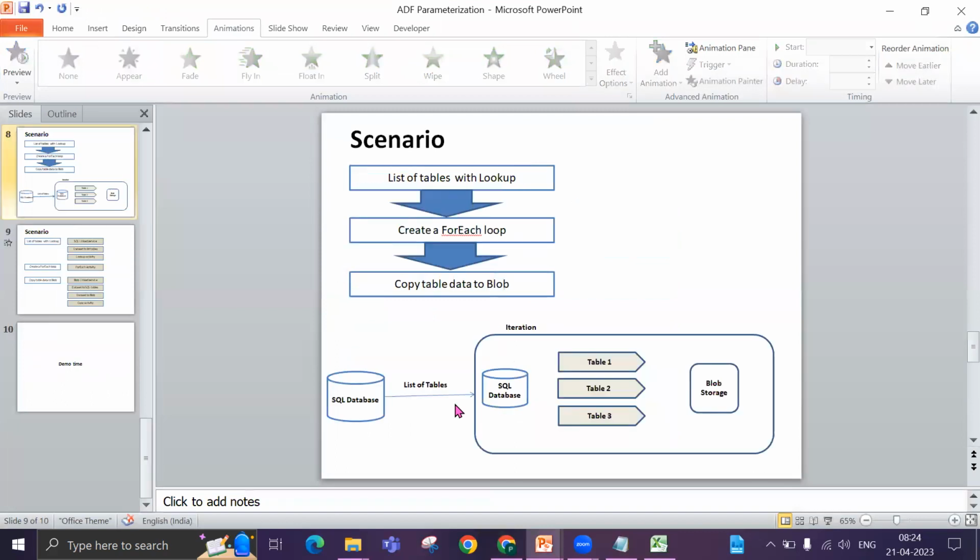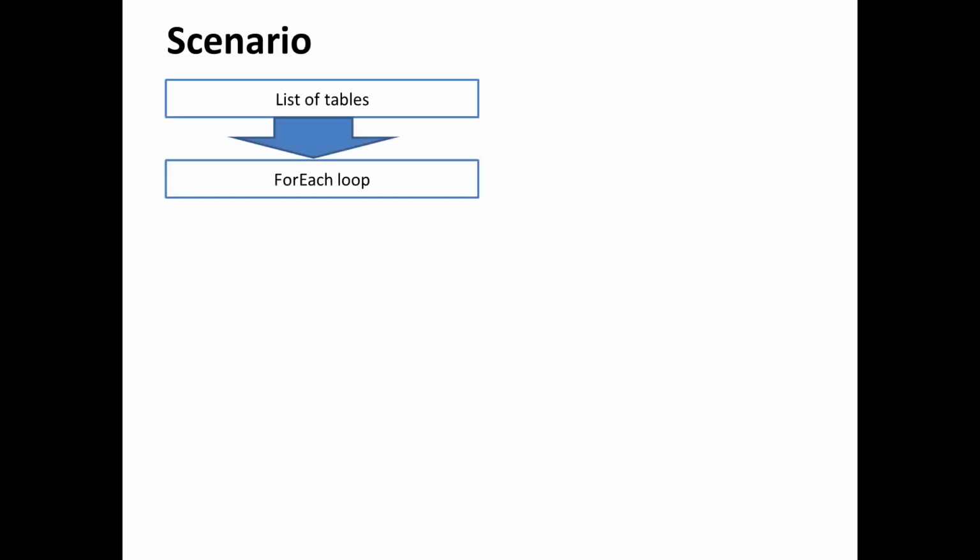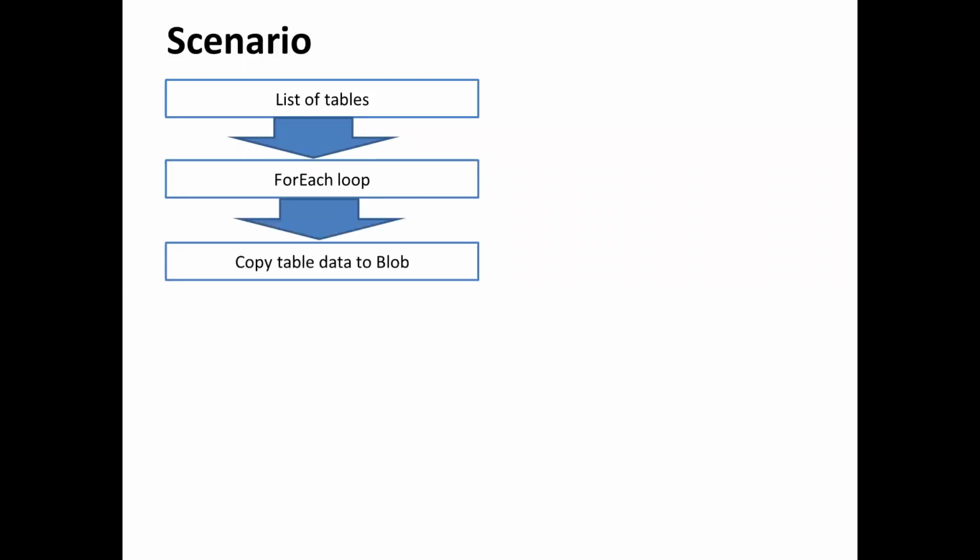So the scenario is simple. I have a list of tables, from one to more than one table basically. I need to loop through the list of tables and copy the data from each table from a SQL database to blob storage.